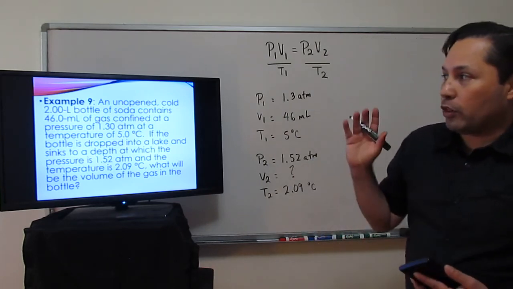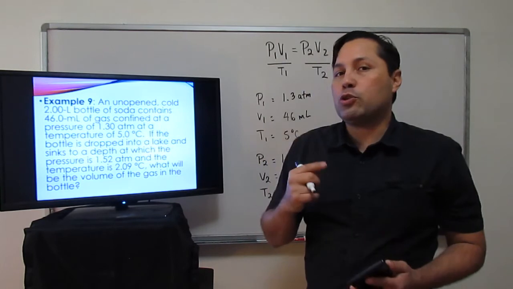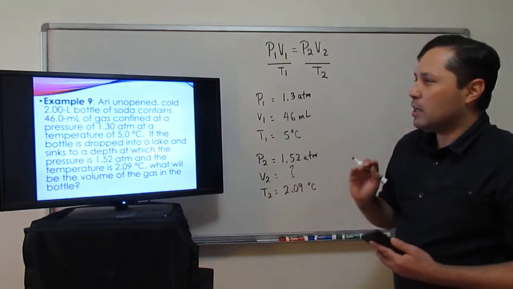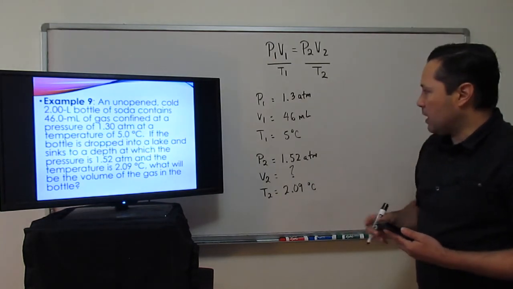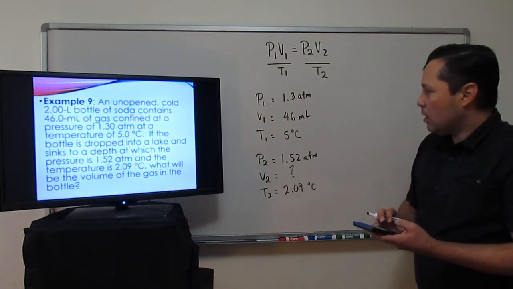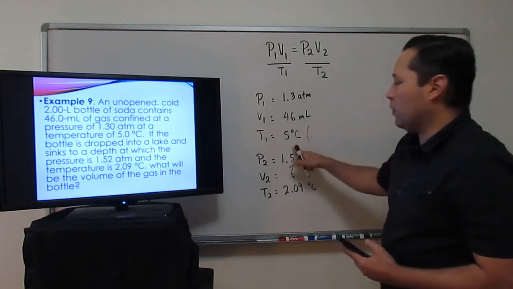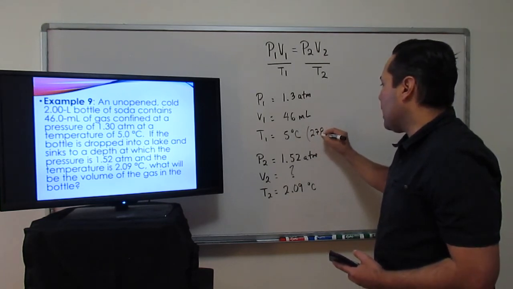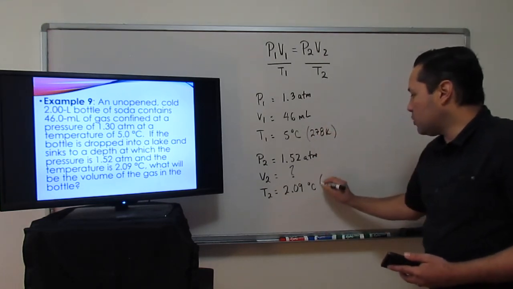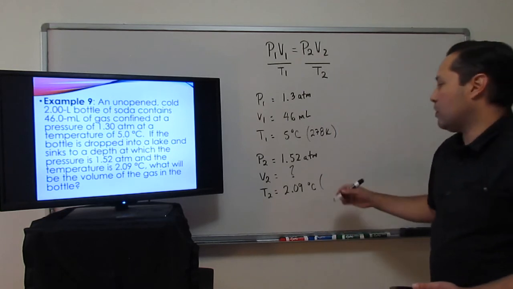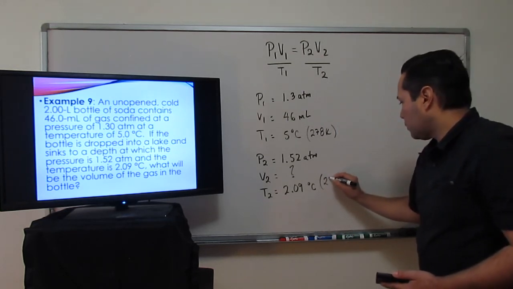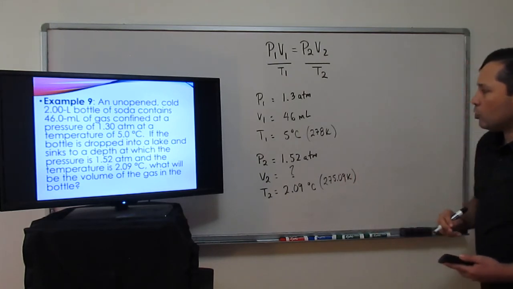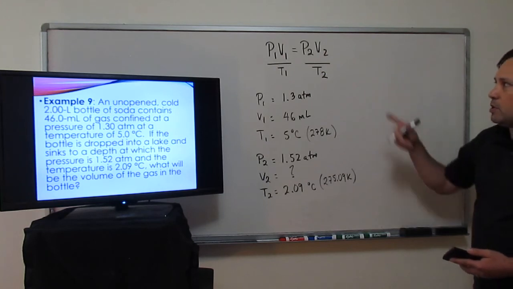Alright, so for the 2-liter bottle, there will still be 2 liters of soda, because again, a liquid hardly ever gets compressed at all. So we're going to ignore that number. Alright, so that's all the data that we have, and that's everything that we need. First of all, we need to change these to Kelvin. So 5 plus 273 will give us 278 Kelvin. And 2.09 plus 273 is going to give us 275.09 Kelvin.